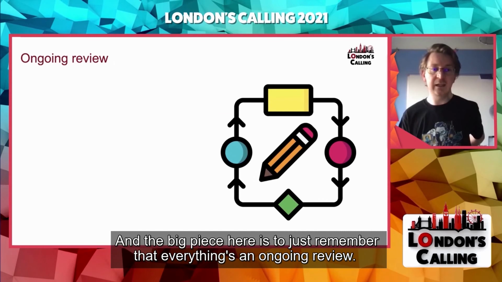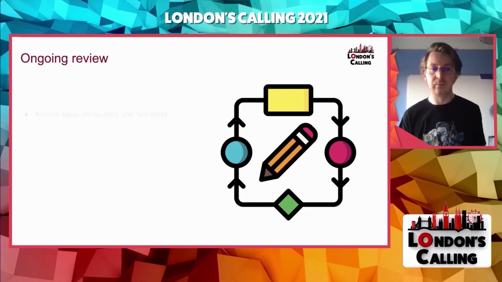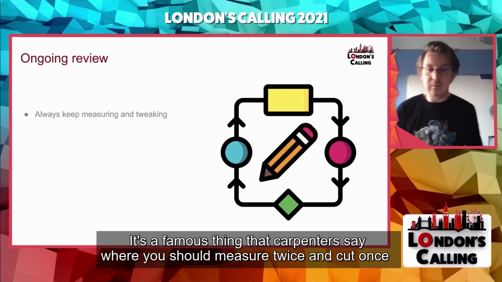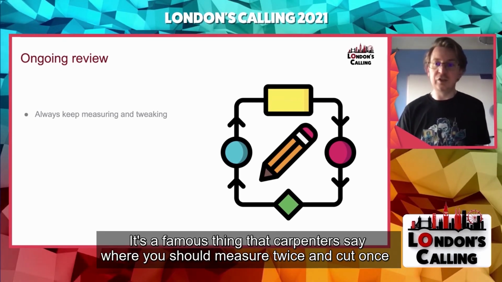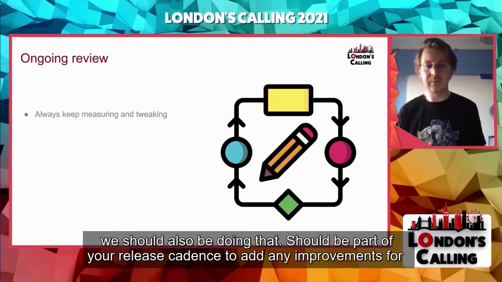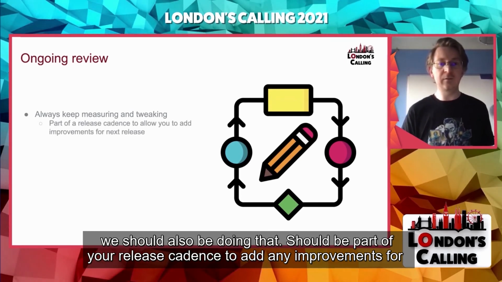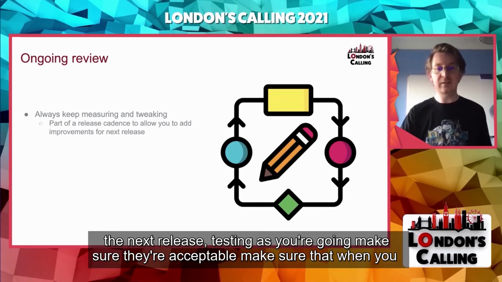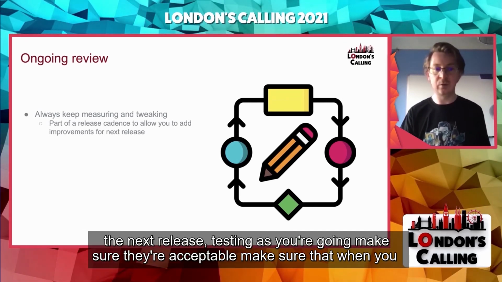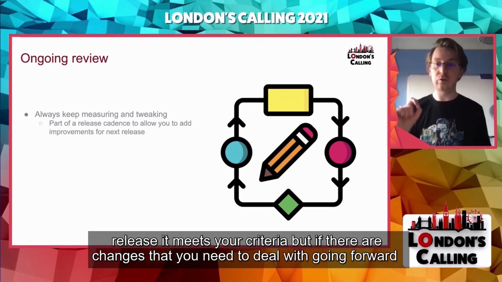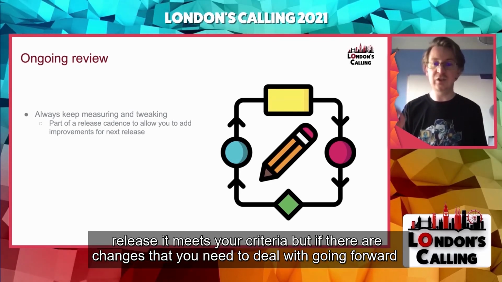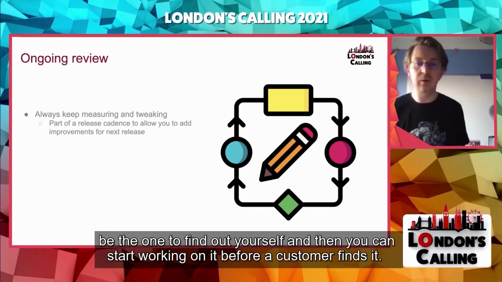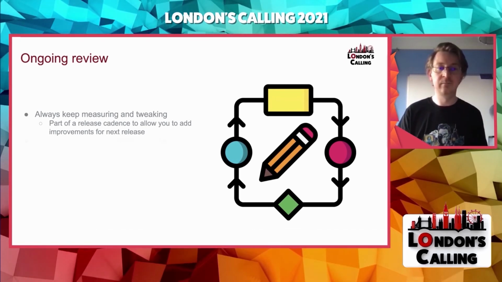And the big piece here is to just remember that everything's an ongoing review. Always keep measuring, always keep tweaking. It's a famous thing that carpenters say, where you should measure twice and cut once. We should also be doing that. It should be part of your release cadence to add any improvements for the next release. Test as you're going, make sure they're acceptable, make sure that when you release, it meets your criteria. But if there are changes that you need to deal with going forward, be the one to find it out yourself, and then you can start working on it before a customer finds it.